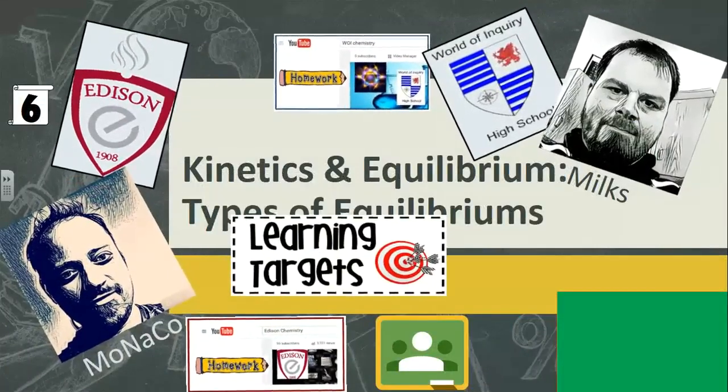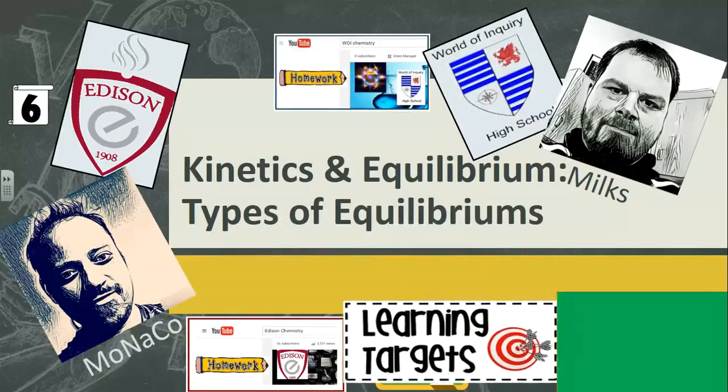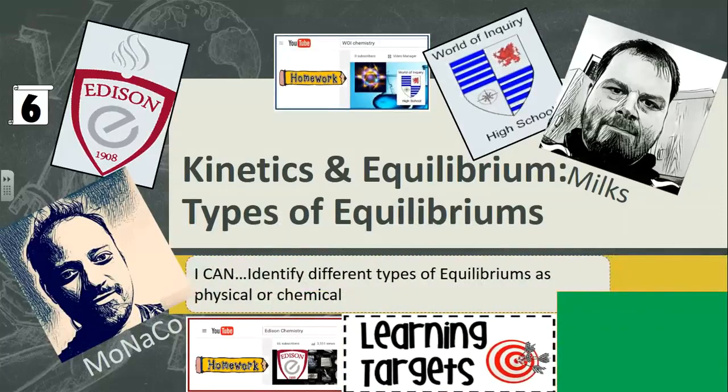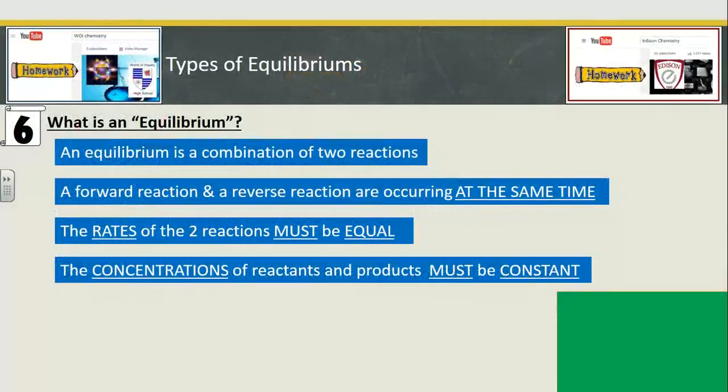Our learning target is based upon you identifying physical and chemical equilibriums, okay? And here we go. What's an equilibrium? Well, these were supposed to fly in, but they weren't, but they did. So, an equilibrium is a combination of two reactions. Both a forward and a reverse reaction are occurring at the same exact time. It's like a two-way street.